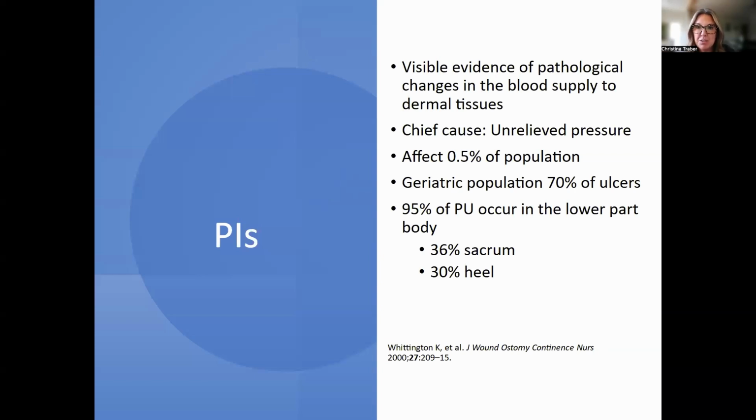95% of pressure ulcers typically occur in the lower body, more specifically on the sacrum or coccyx, and then about another third on heels. And we'll talk a little bit more about that.